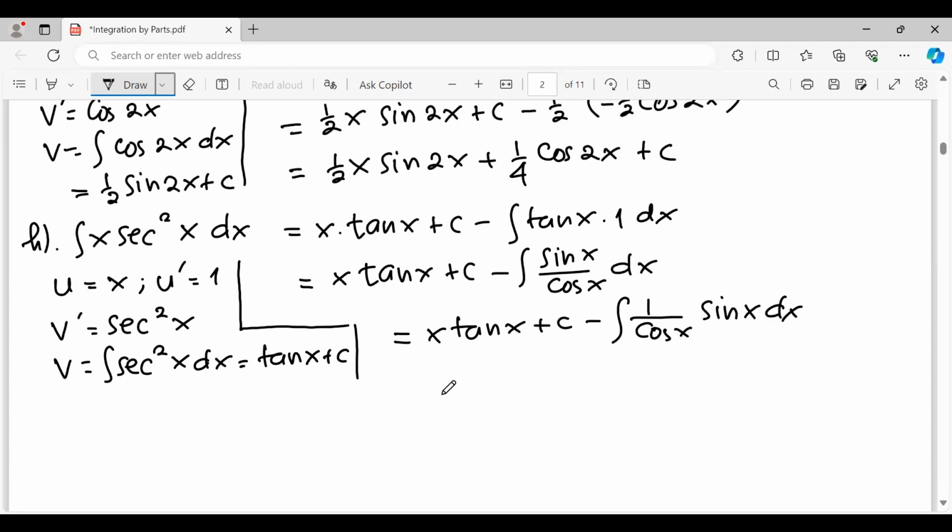Through this integration, substitution integration, x tangent x minus ln cosine x plus c. This is the result: x tangent x minus ln cosine x plus c.